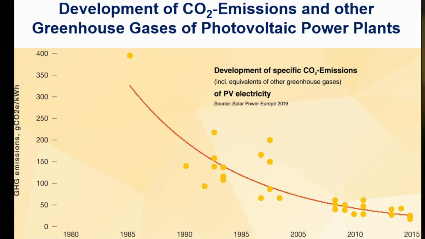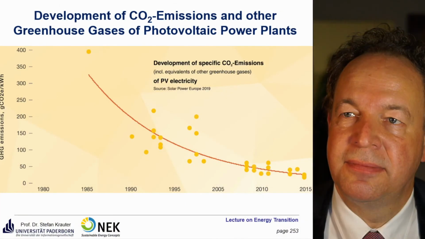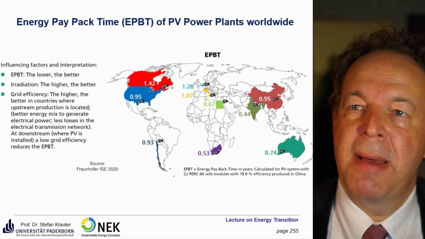Even modern hard coal power plants are still in the vicinity of 800-900 grams per kilowatt hour of electricity. Lignite power plants are even worse. They go up to 1,150 grams per kilowatt hour of electricity. Gas power plants are in the vicinity of about 500 grams per kilowatt hour of electricity, so 10 times worse than photovoltaics. There's a world map on that.